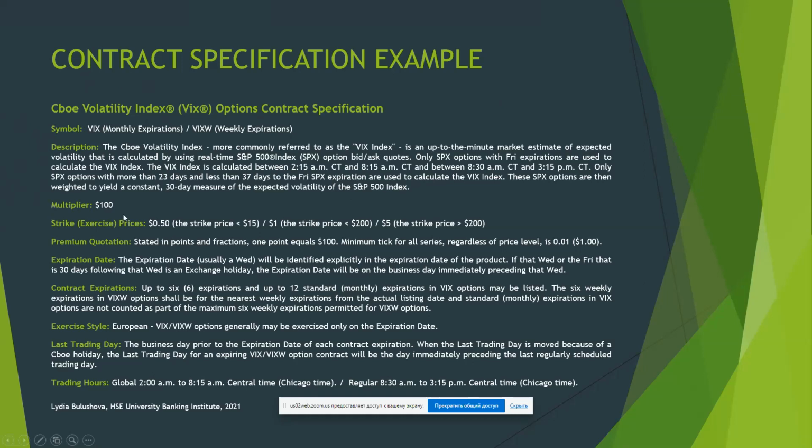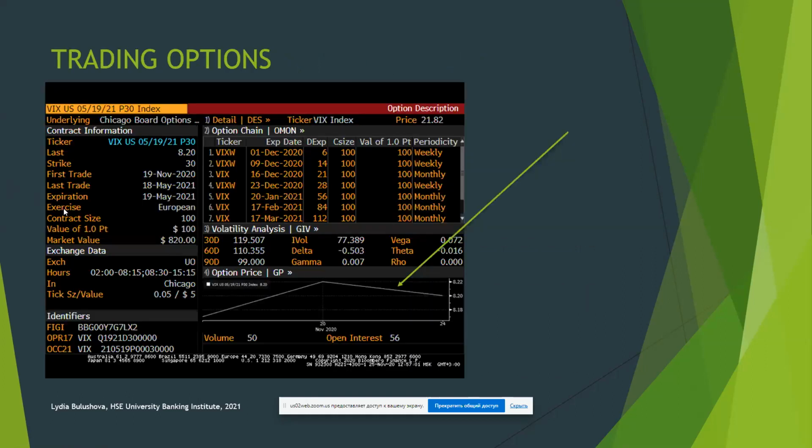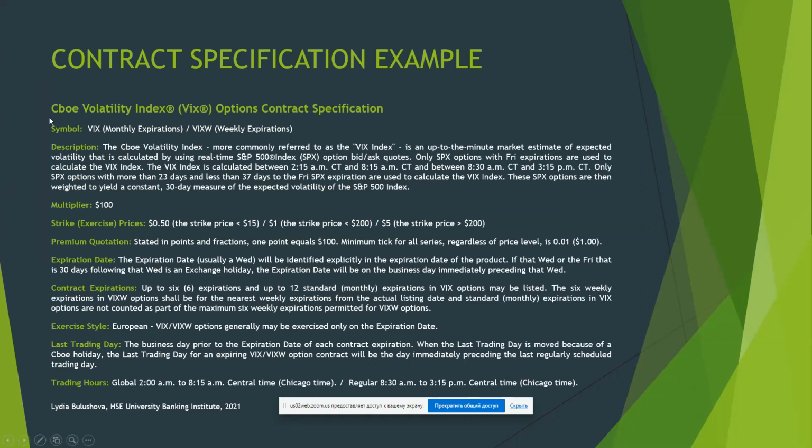Here we've got the multiplier. That's the same logic as for futures. By what amount we have to multiply a number to get US dollars. So if I've got, in this example, 30, what is 30? 30 multiplied by 100, that's 3,000 US dollars. That's the multiplier.